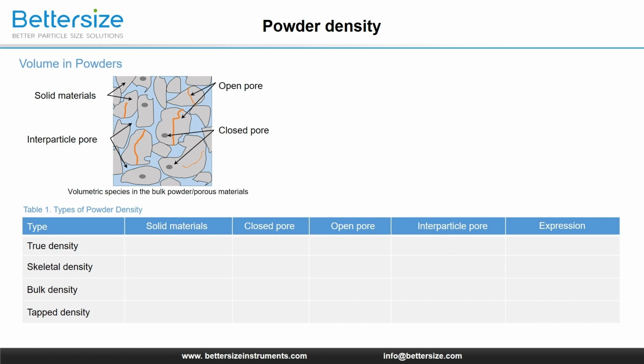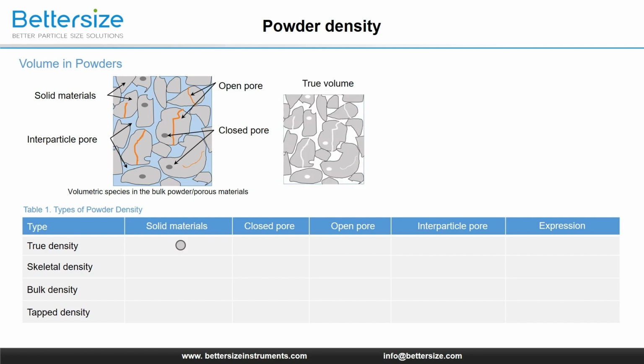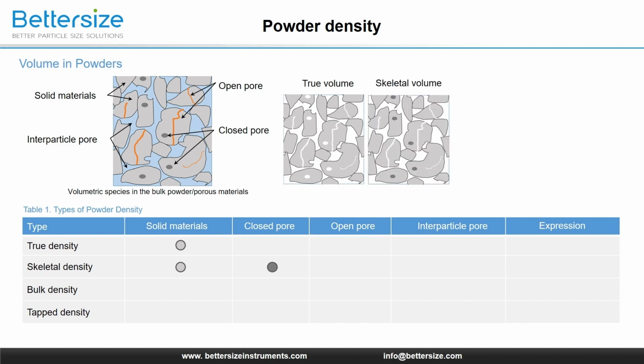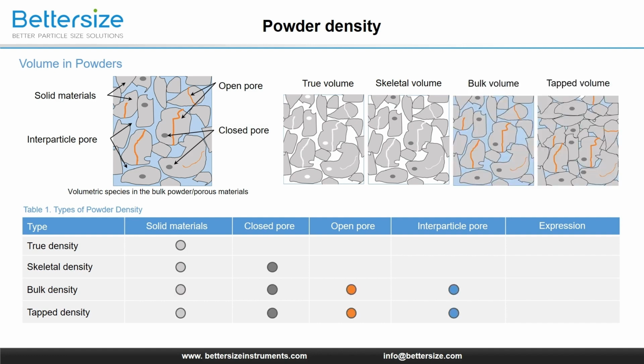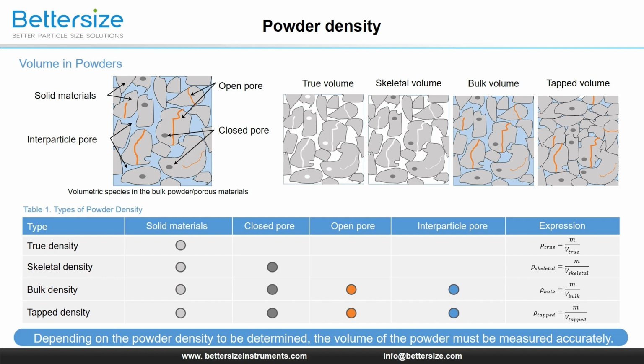The true density is the density of just the solid materials and ignores any pores. The skeletal density is the density of the solid materials and the closed pores. The bulk density or tap density is the density of the solid materials, the closed pores, and the interparticle pores. Essentially, the difference comes down to the sample volume that is used in the expression. So, depending on the powder density to be determined, the corresponding volume must be measured accurately.